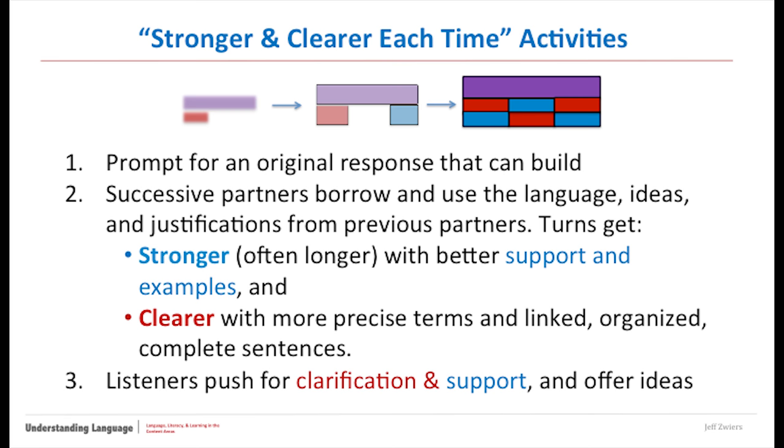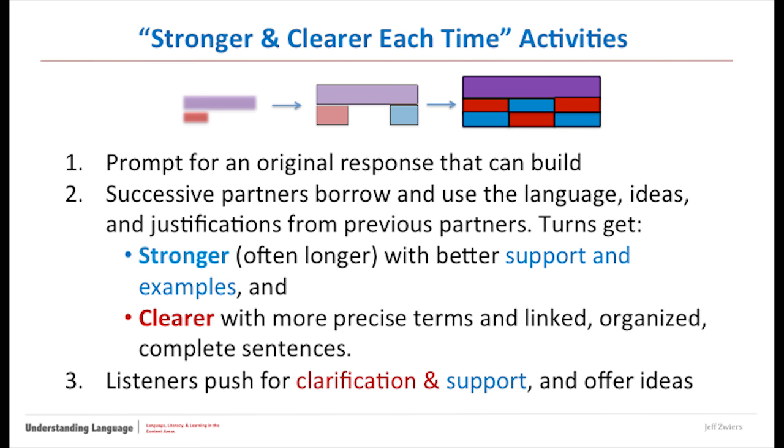No, this is stronger and clearer. So every time you talk, you need to incorporate what you heard from your previous partner in some way. Even if it's wrong, you can say, well, my previous partner said this, and I don't think it's correct because of this, or now I'm kind of confused because I have this method, she had that method. That's fine. You're still building something up, right? And then it gets stronger with better support, like, for example, justification and examples. And it gets clearer with better language, more precise language.